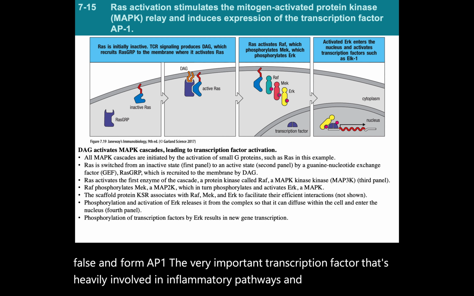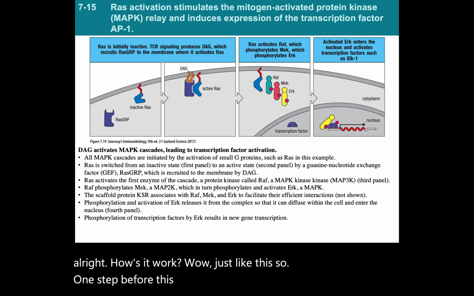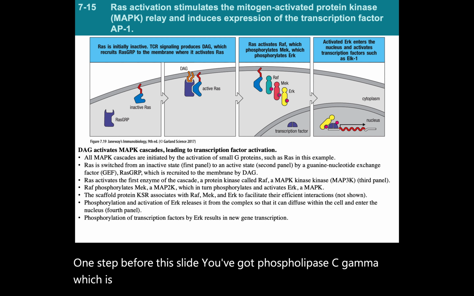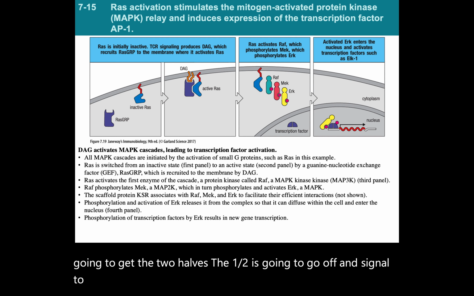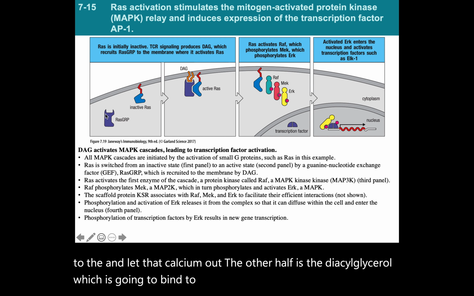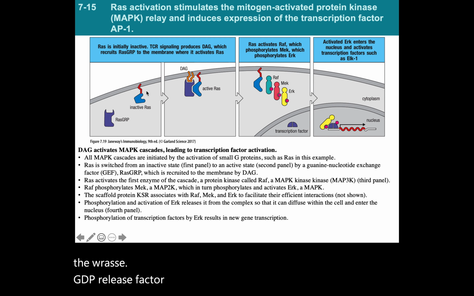All right, how's it work? Well, just like this. One step before this slide, you've got phospholipase C gamma, which is cutting the phosphatidylinositol molecule, and you're going to get the two halves. The one half is going to go off and signal to the ER and let that calcium out. The other half is the diacylglycerol, which is going to bind to RAS right over here. And this is the RAS GTP release factor, and here's our actual RAS protein.